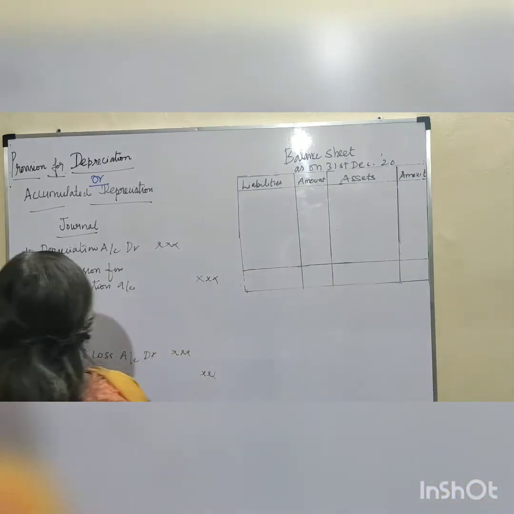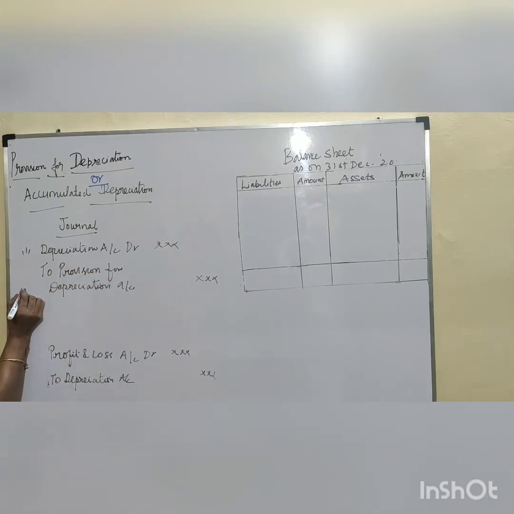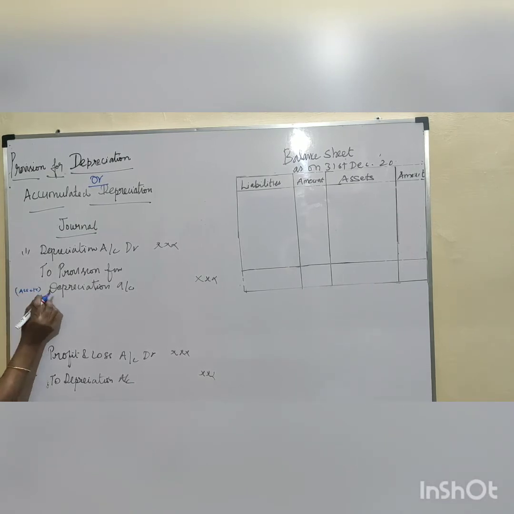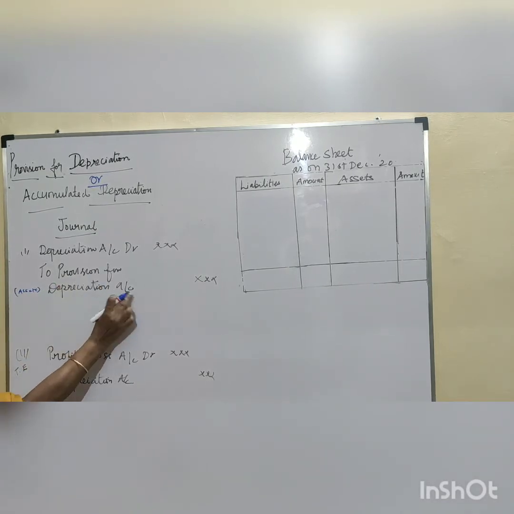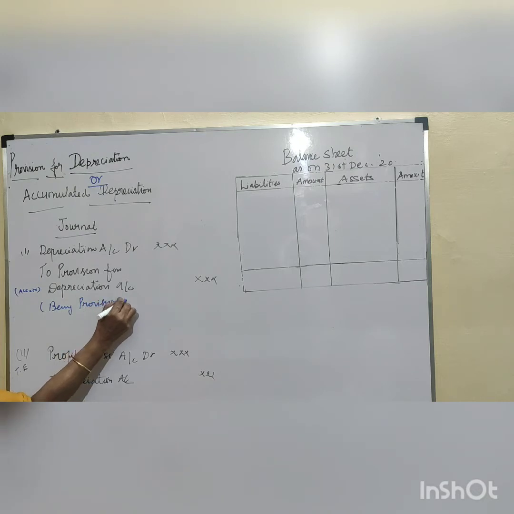Now what is a journal entry? We have to prepare the depreciation account to the provision for depreciation account. Instead of the asset account, which we usually credit, we are preparing the provision for depreciation account, being provision for depreciation account is created or credited. Then transfer entry. This is called transfer entry.